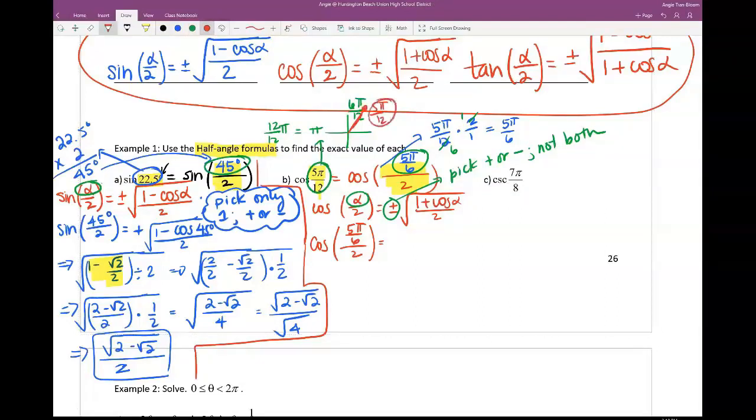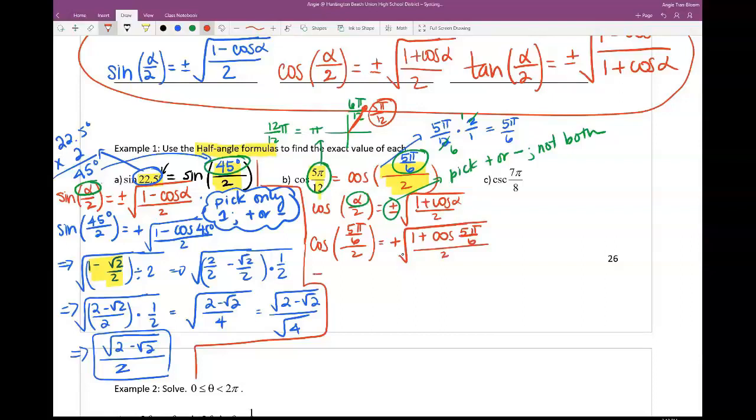Because you're in quadrant number 1, I will pick positive, okay? Not all the time that we will be in positive quadrants, so make sure you understand why we pick what we pick. So now we're going to write 1 plus cosine of 5 pi over 6, all division by 2. And again, 2 is under the radical.